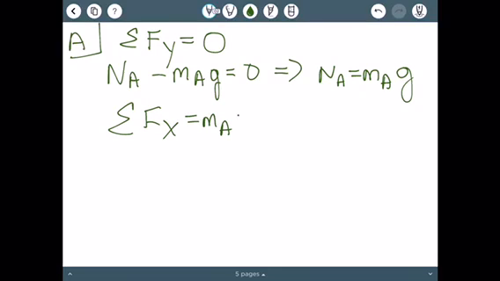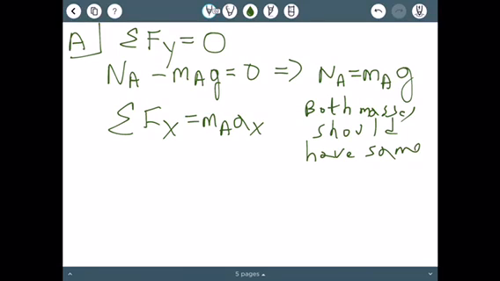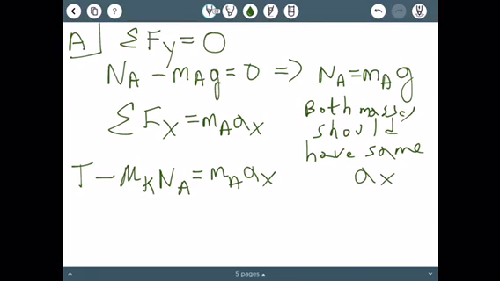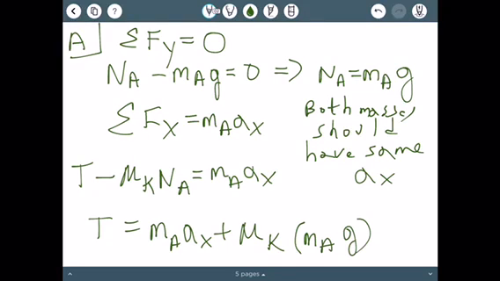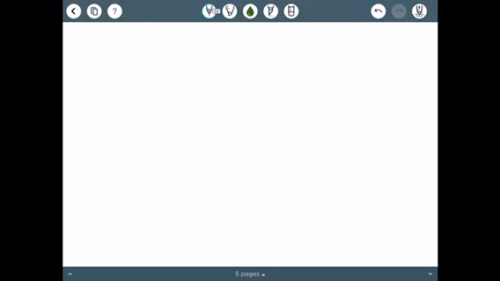For the sum of forces in the x, we know the acceleration in the x is not 0. And we have to remember that both masses should have the same acceleration. So instead of calling it AA or AB, we're just going to call it AX. So the tension minus the magnitude of the frictional force is going to be equal to the mass times acceleration. We know that the normal force has the same magnitude as MAG for body A, so we can just solve for T. We're going to call this equation 1 because we'll need it later.